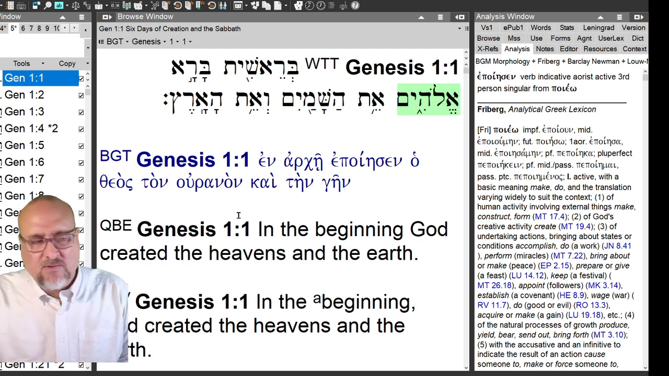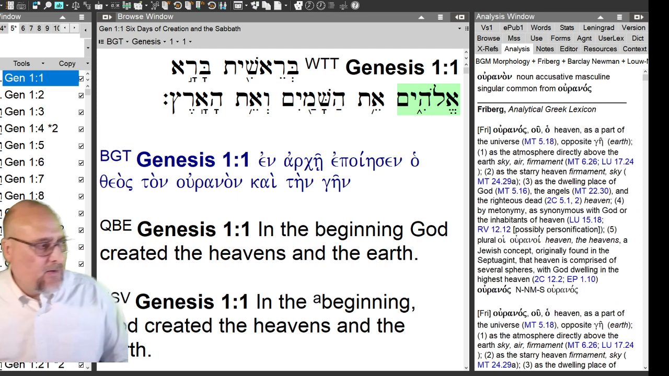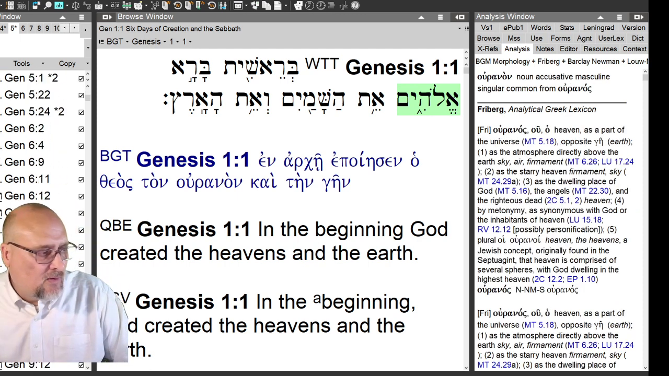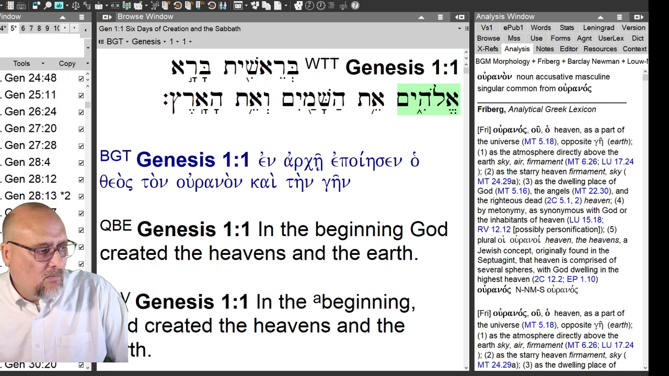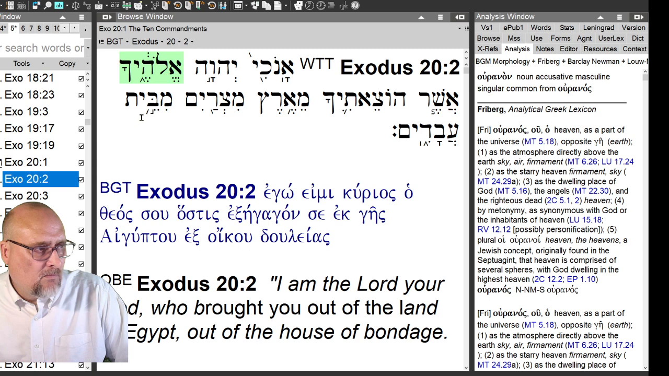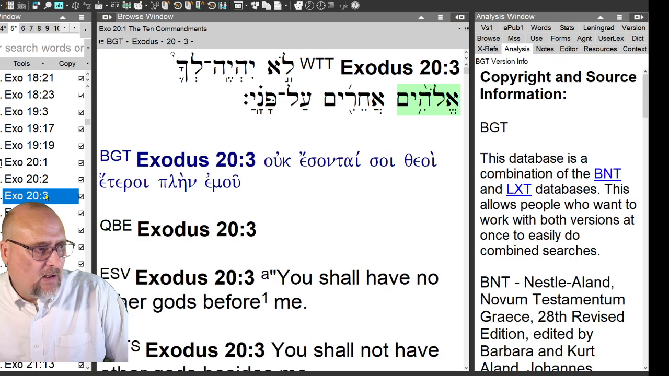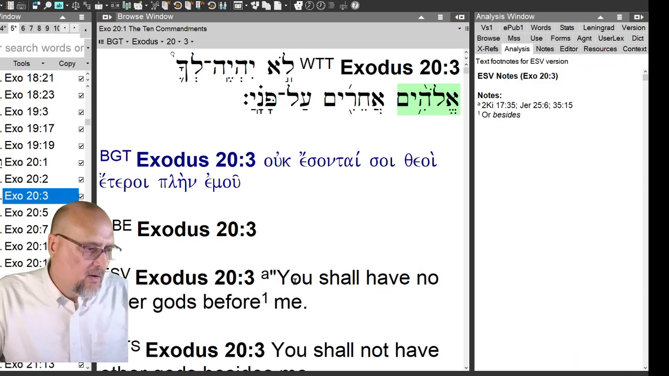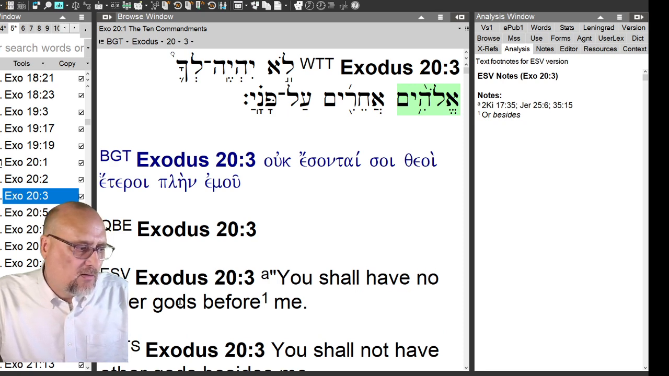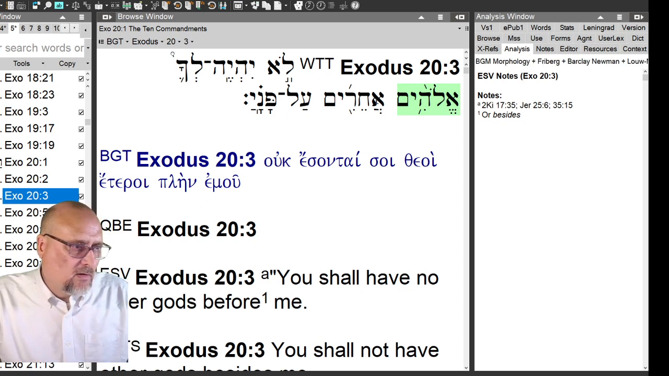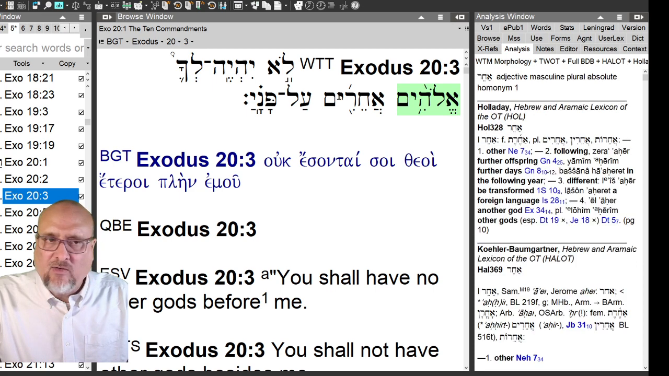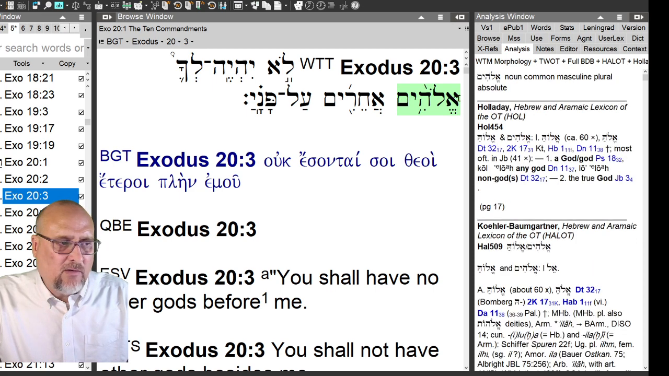Seraphim. Seraphim. Seraphim. And in the 10 Commandments, which appears in Exodus 20:23, you will have no other gods. And can you see that's exactly our word?